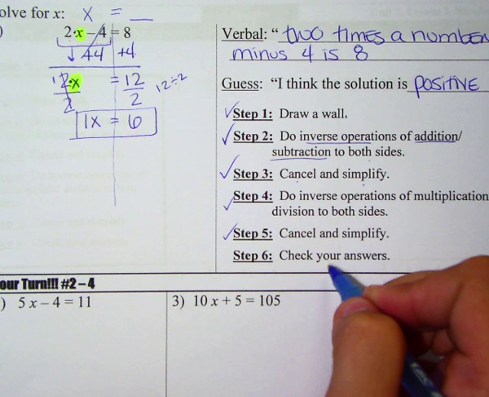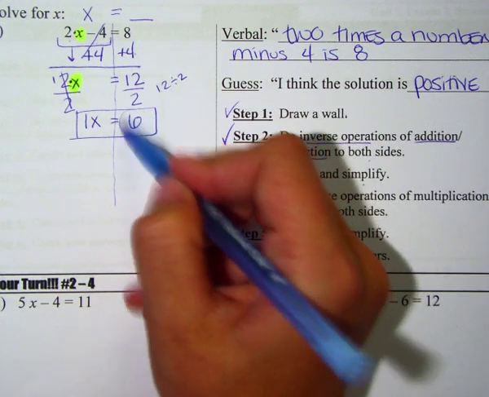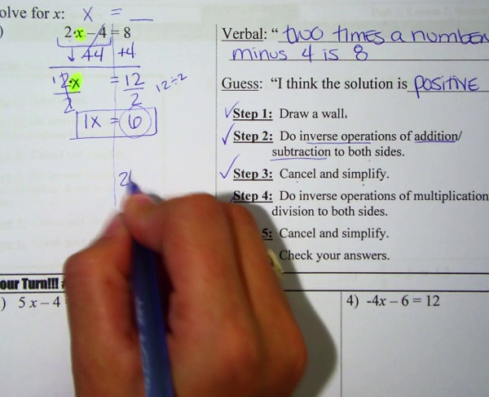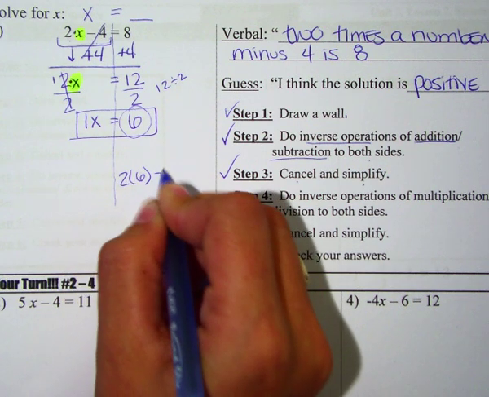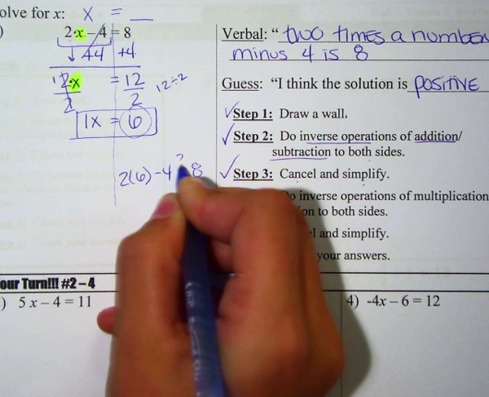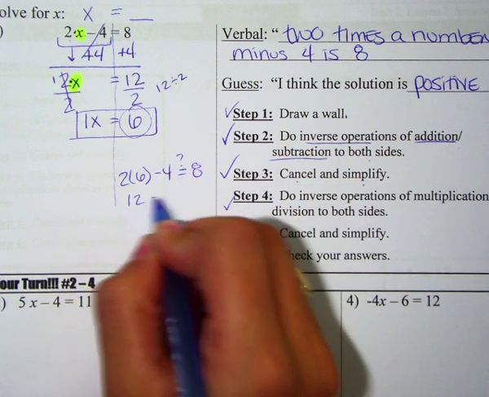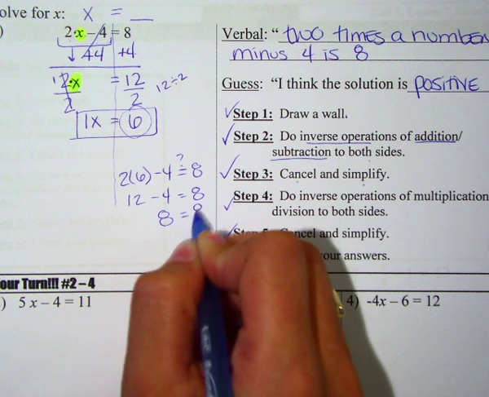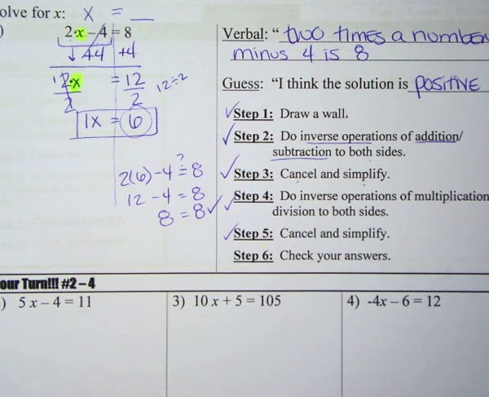Now it says check your answer. To check, you're going to substitute 6 back in for x. So 2 times 6 minus 4 should equal 8. This is 12 minus 4. 12 minus 4 is 8. So we're good. Okay?